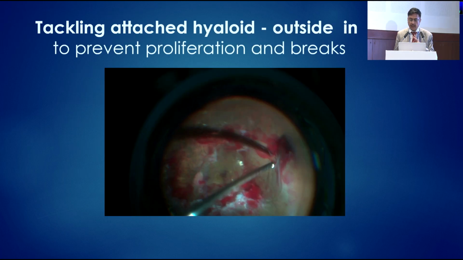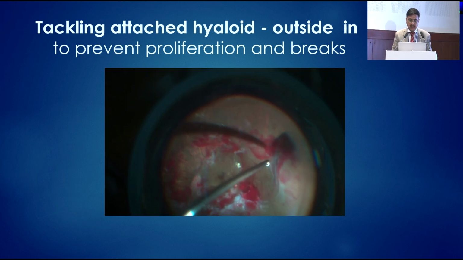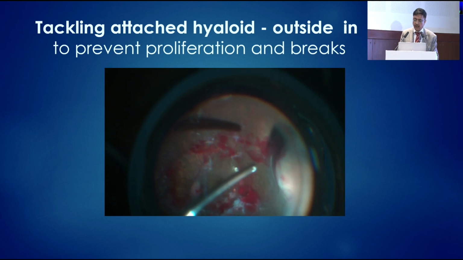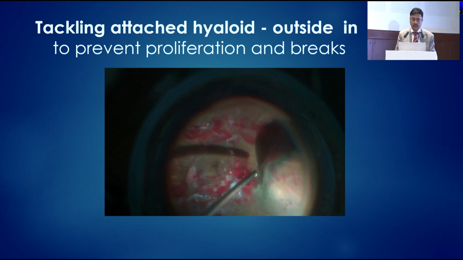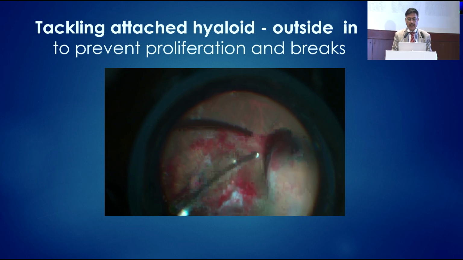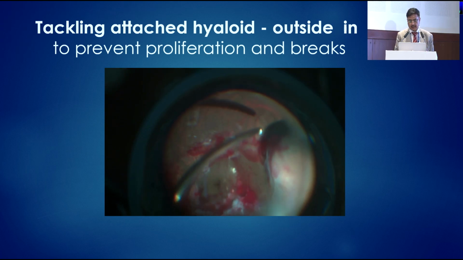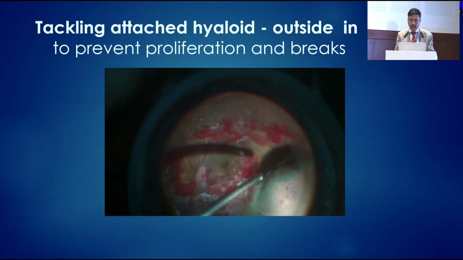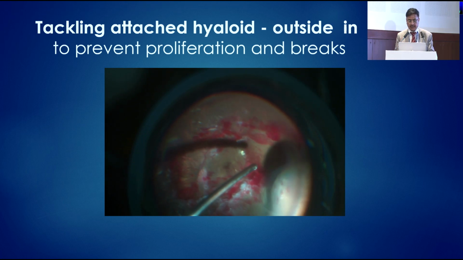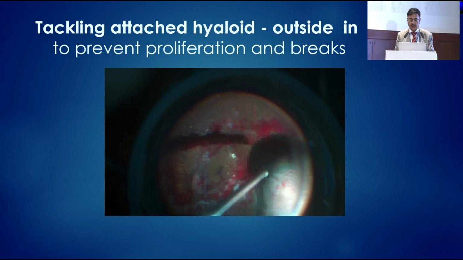And I'll touch upon two aspects here, tackling attached hyaloid by using the outside-in and then inside-out technique. So these are some innovative steps you will go along. I use a lot of posterior depression to tackle the attached hyaloid, as you will see, and use a lift and shave method, because attached hyaloid is our biggest enemy for reproliferation and of course to prevent bleeding.